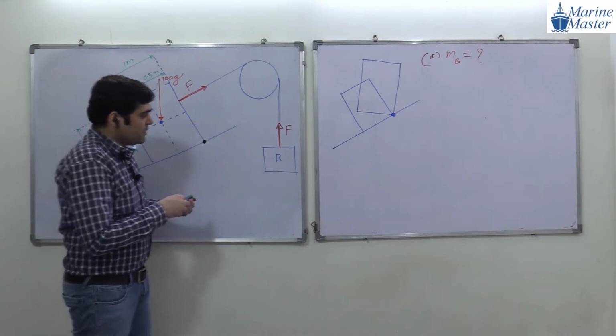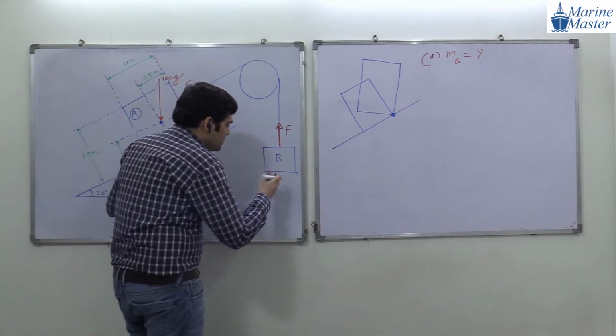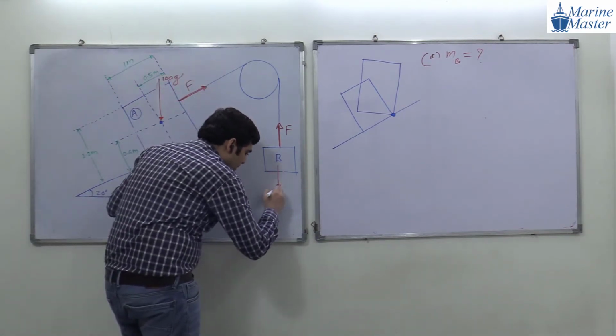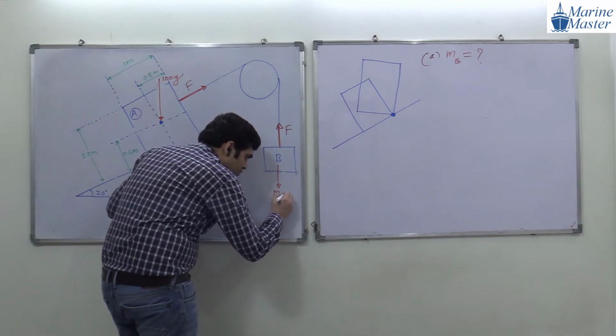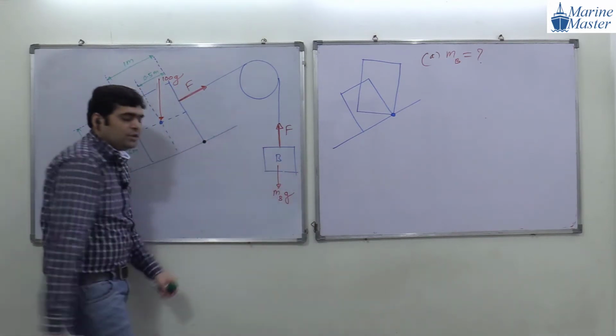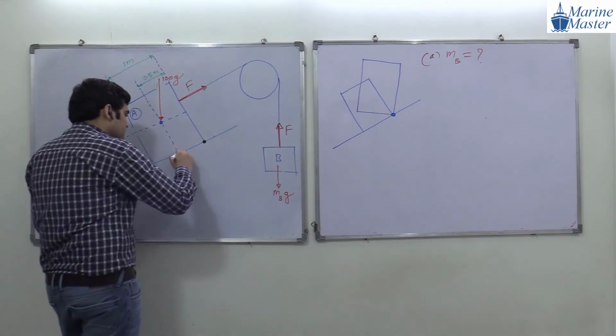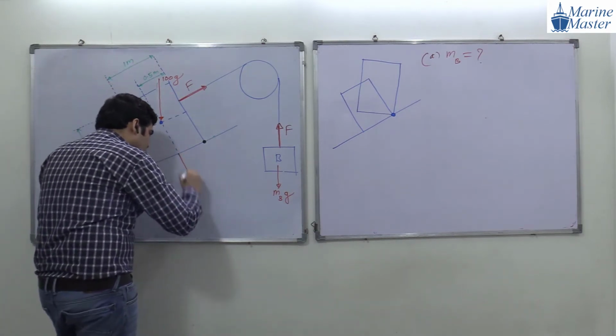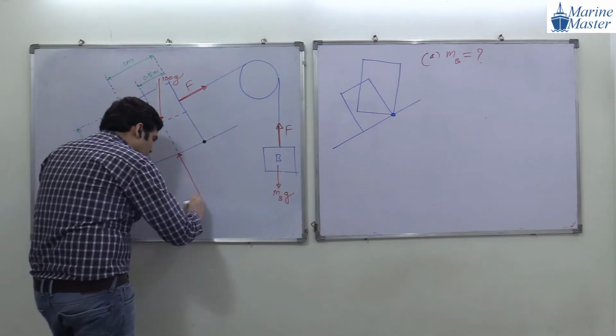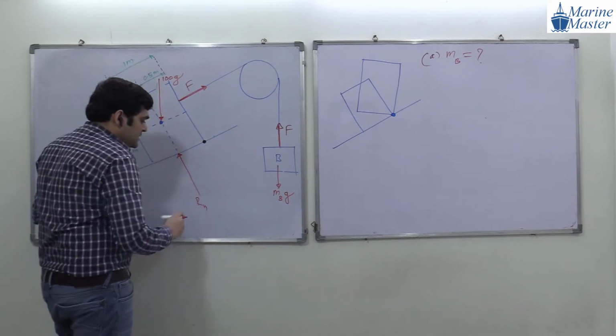Suppose we assume the mass of B is mb. So here the weight will be mb into g, mass of B into g. Now there will be a normal reaction, normal to the plane. See the scenario.